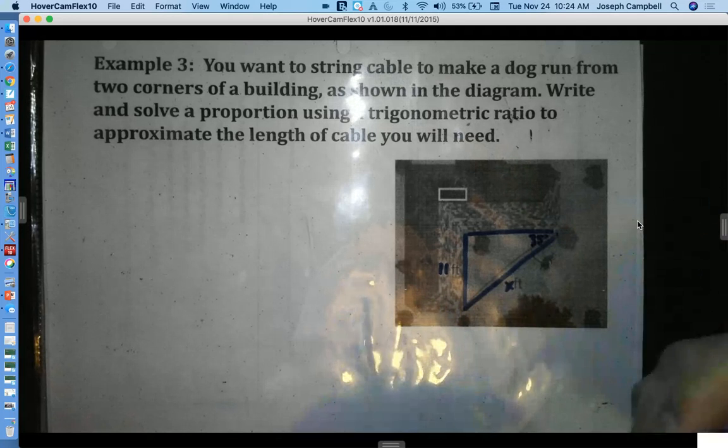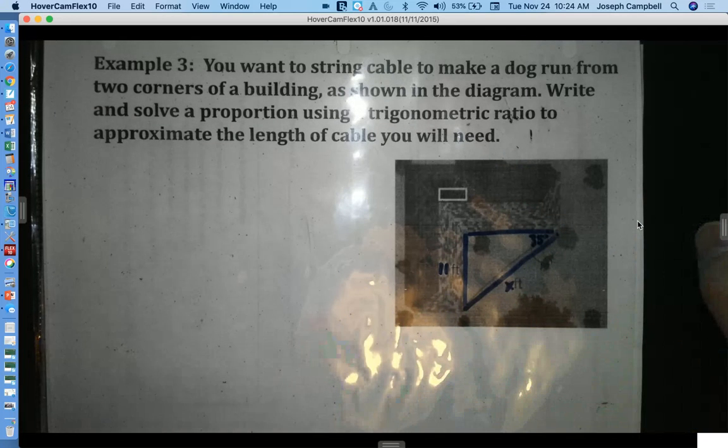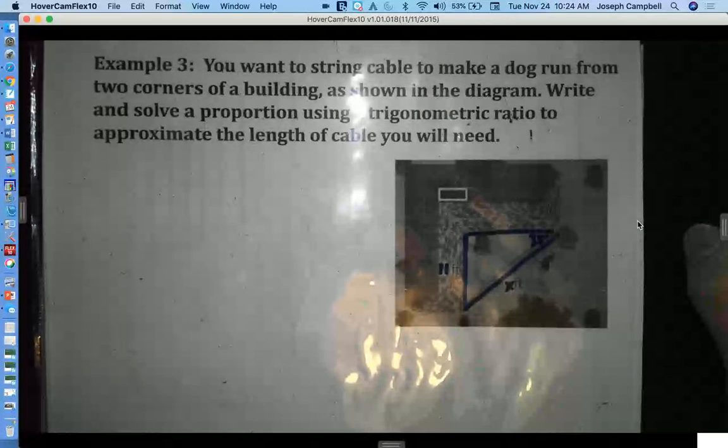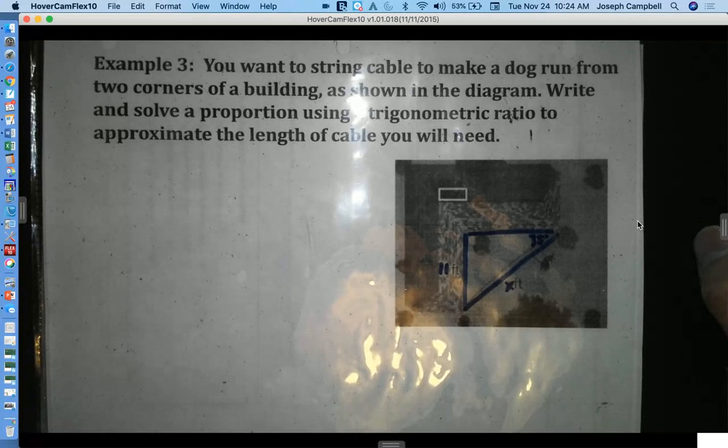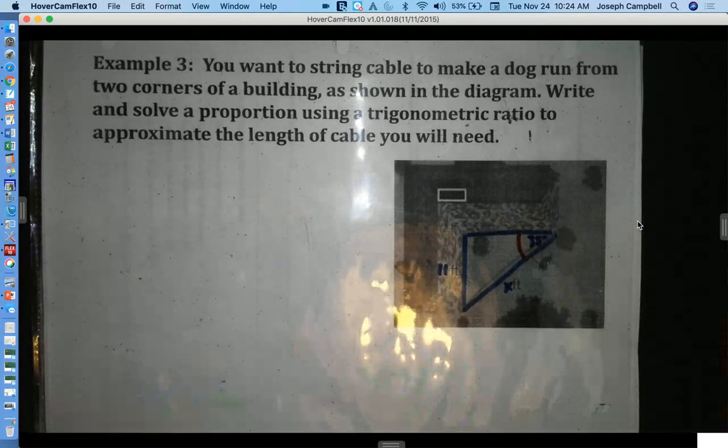Okay. You want to string a cable to make a dog run from the two corners of a building as shown in the diagram, right? And solve a proportion using a trigonometric ratio to approximate the length of cable you will need. Okay, well, they gave me 35 degrees. So I'm just going to go ahead and use that. Why make more trouble for myself?